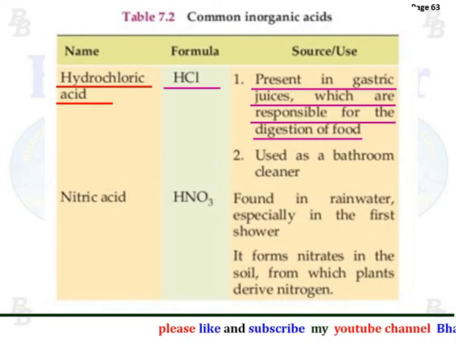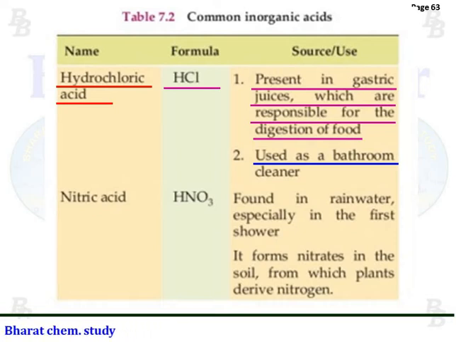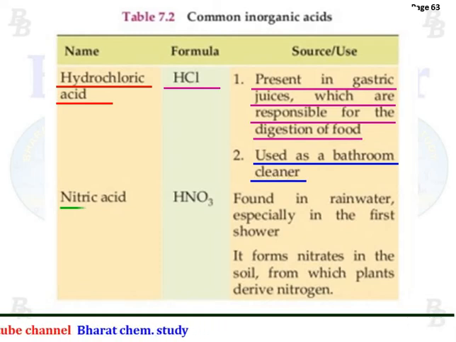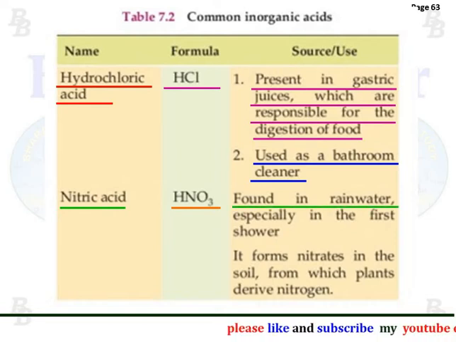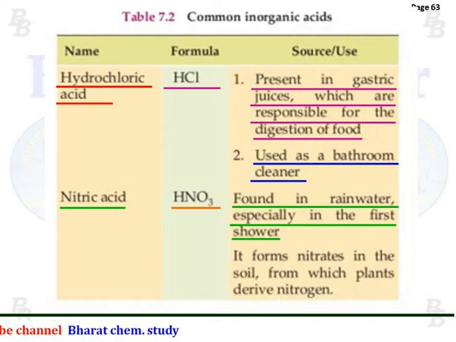The second use of HCl is that it is used as a bathroom cleaner. So most of the cleaners which are used for cleaning bathrooms contain HCl. Nitric acid, having the formula HNO3, is found in rainwater, especially in the first shower, basically due to pollution.